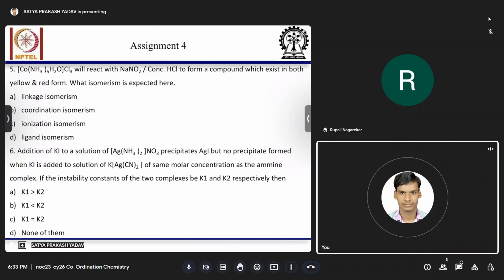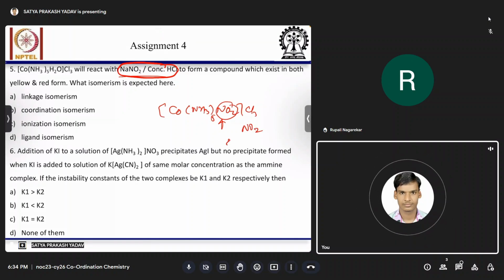So [Cu(NH3)5H2O]Cl reacts with NaNO2. So we can see that if it reacts with NaNO2, it will form [Cu(NH3)5NO2]. Now we have this NO2. NO2 can bind through NO2 or ONO. So this is binding through N and here it is through O. So basically this is ligand isomerism, or linkage isomerism.